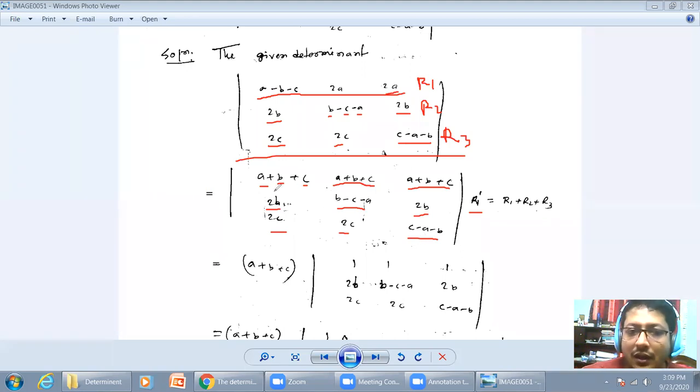Now we can take the common part outside the determinant. This is the common part in row one, that is a plus b plus c. When we take a plus b plus c outside the determinant, then row one stays as 1 1 1, and the rest is twice b, b minus c minus a, twice b, twice c, c minus a minus b.